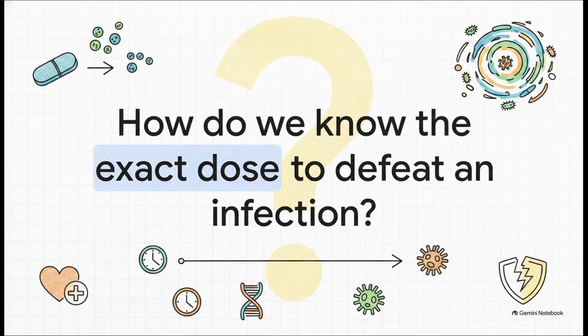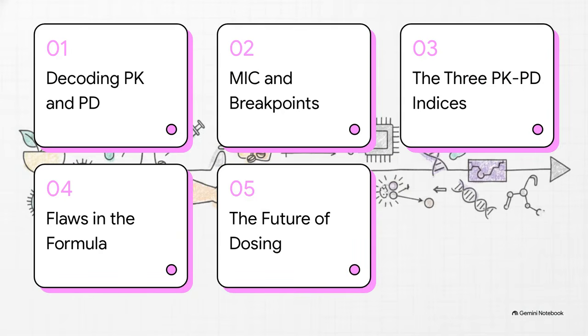Because getting it right saves lives, but getting it wrong, well, that leads to treatment failure or the terrifying rise of antibiotic resistance. Here's our roadmap for today's explainer. 1. Decoding PK and PD. 2. Understanding MIC and breakpoints. 3. The 3 PKPD indices. 4. The flaws in the formula. And 5. The future of dosing.